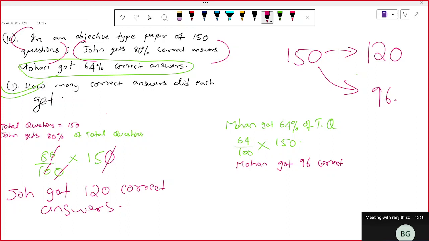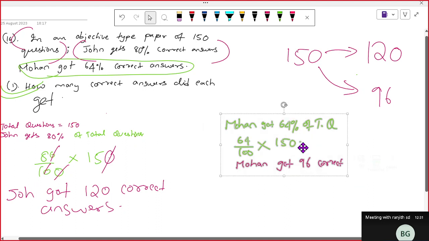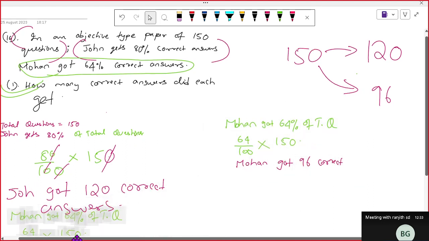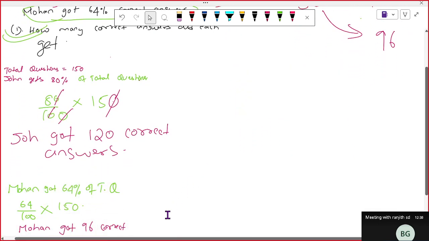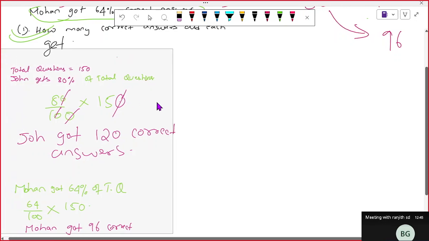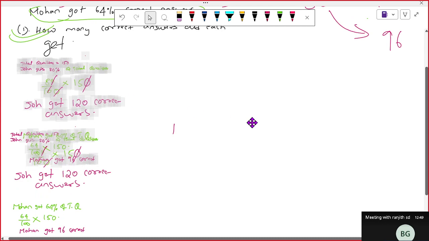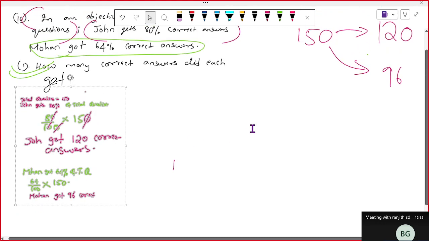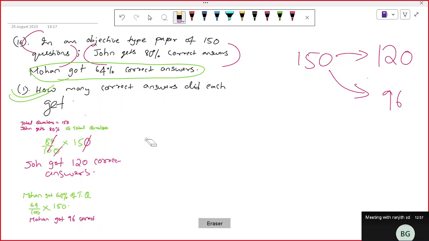Take this down, and don't write it like this today. Write one below the other. After John, write Mohan's statement. I have no space, I have written beside. Write below John. Write Mohan's value below John's, like this. John got 120 correct answers and Mohan got 96 correct answers. Okay, first part of the question is done.